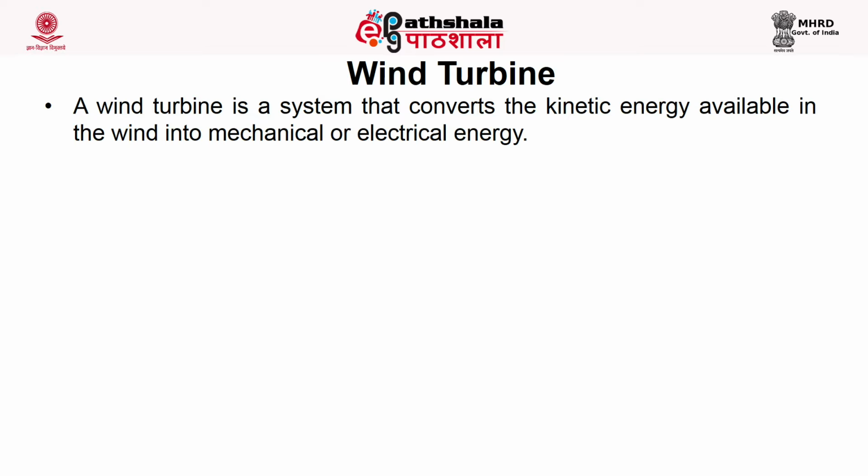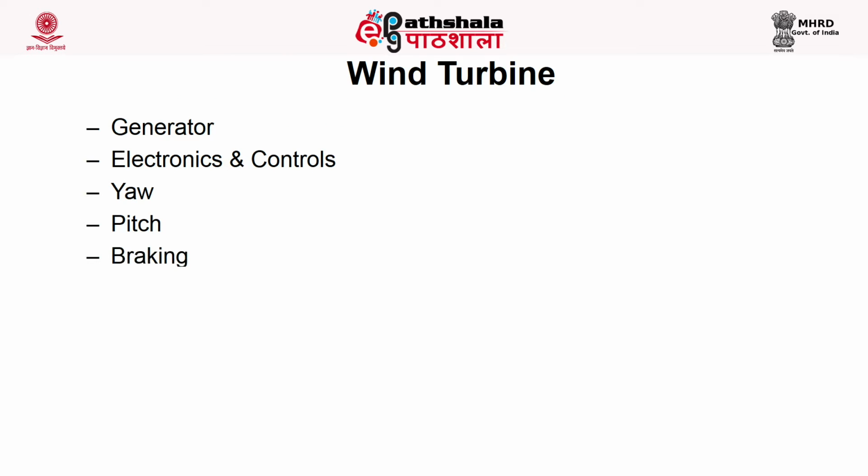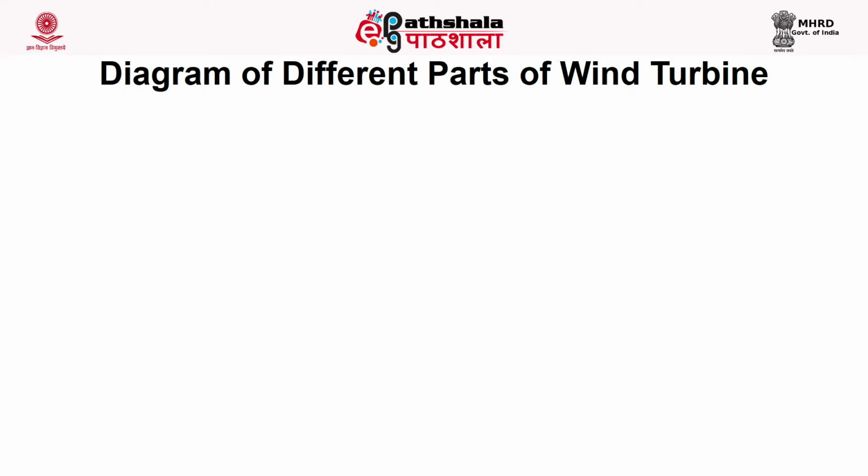Let's see what a wind turbine is. It's a system that converts the kinetic energy available in the wind into mechanical or electrical energy. So, it is the most important part of a wind energy conversion system. You can see in this picture the different parts of a wind turbine. It includes foundation, tower, nacelle, hub, rotor, drivetrain, gearbox, generator, electronics and controls, yaw, pitch, braking and cooling. The parts of this wind turbine system are grouped into rotor, windmill head, transmission and control, and supporting structures.